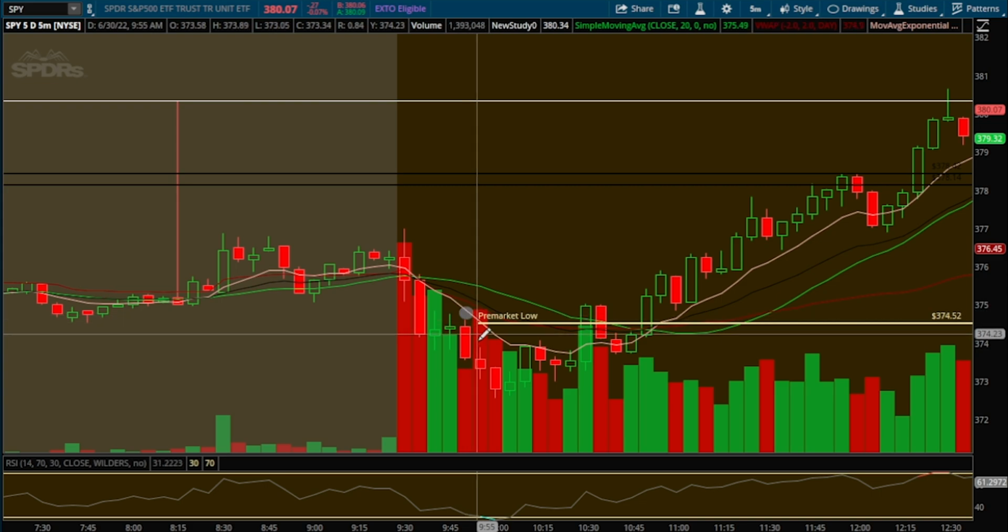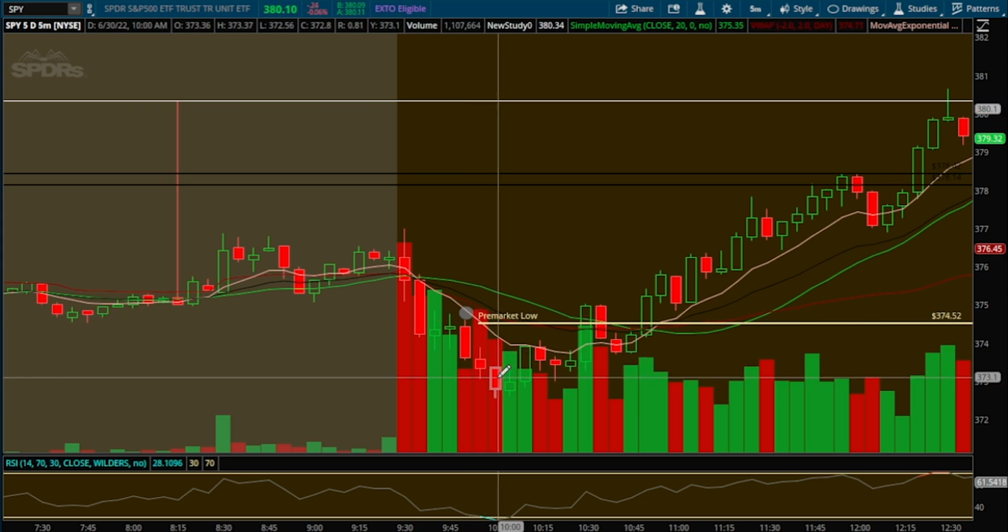Got in, had a nice move down. I trimmed my first run. I trimmed half my position, a little bit past the 10% mark, but I left some runners. This turned into a really nice trade. I'm happy with my execution on this.